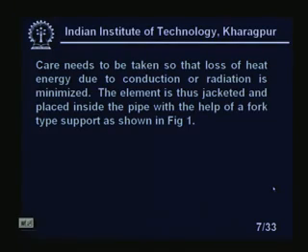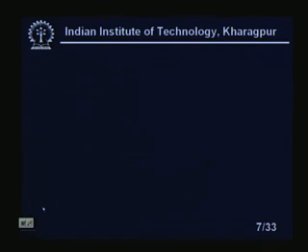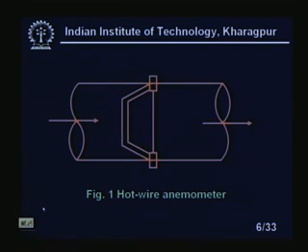Care needs to be taken so that the loss of heat energy due to conduction or radiation is minimized, because basically we are depending on convection-type heat transfer. So, the conduction loss and the radiation loss are to be minimized. The element is thus jacketed and placed inside the pipe with the help of a fork-type support as shown in the figure. So, it is the fork-type arrangement placed inside the pipe.